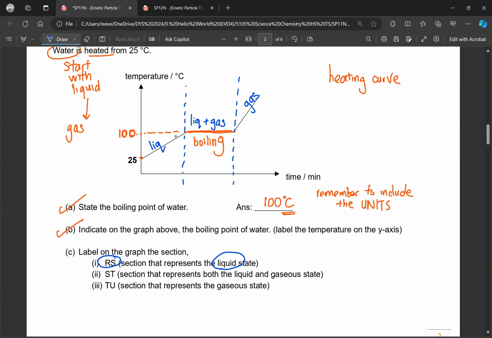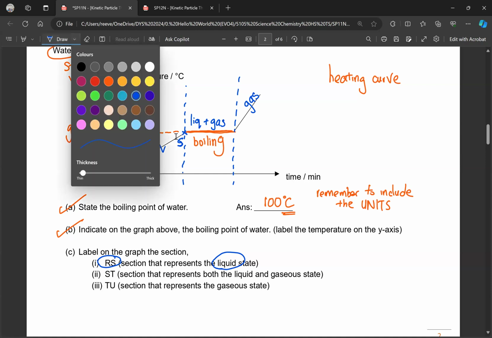Okay, I hope the 3 segments of the graph indicated in blue, you can recognize them. What is liquid, where is gas, where is liquid and gas. So I want RS. RS represents the liquid. So I will label R is here, S is here. So R and S, that is the liquid. From R to S, the whole segment is liquid.